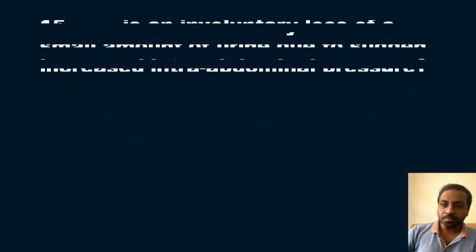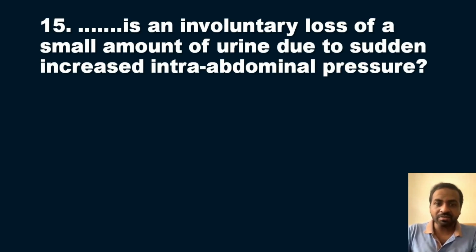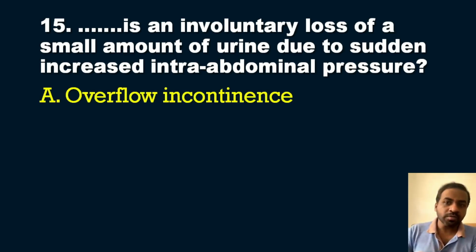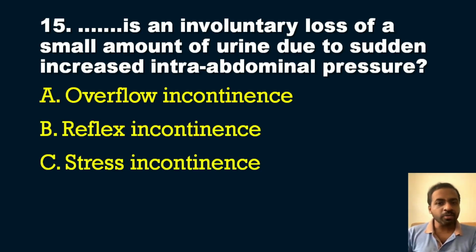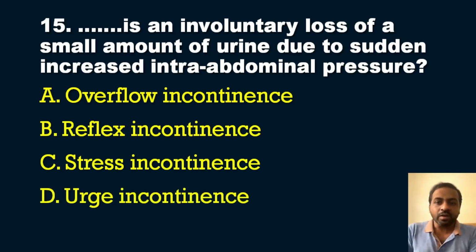Now we will move on to the very last question in our series, and this is also a very, very important question. The question is, dash is an involuntary loss of a small amount of urine due to sudden increased intra-abdominal pressure. So this question is regarding urinary incontinence, a type where there will be incontinence because of sudden increased intra-abdominal pressure, like coughing, sneezing, etc. The options are: first, overflow incontinence; second, reflex incontinence; third, stress incontinence; and the final option is urge incontinence.